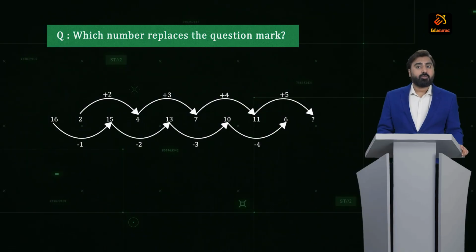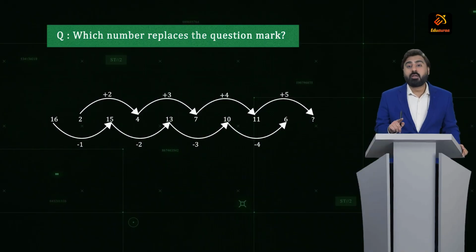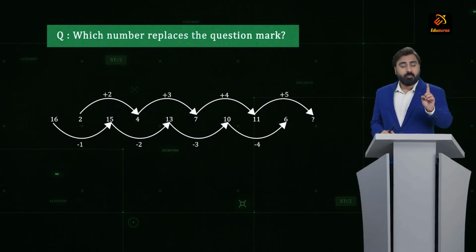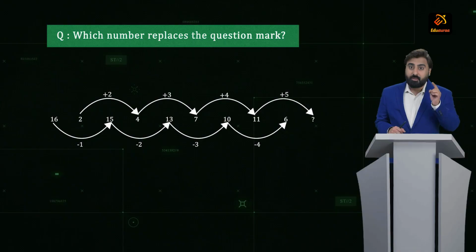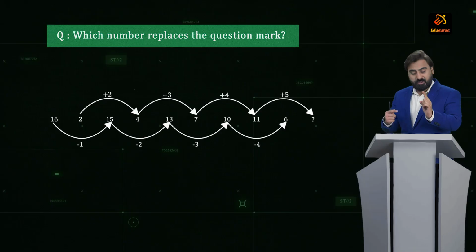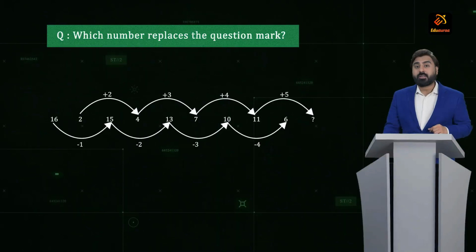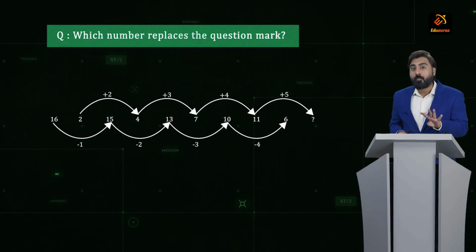In this case, 1, 2, 3, 4 are reduced respectively. That is, it starts with 16, then the alternate number is 15, reduced by 1. When you take 15, the next alternate number is 13, reduced by 2. When you consider 13, the next alternate number, reduced by 3, comes out to be 10. When you consider 10, the next alternate number is 6, that is, reduced by 4.